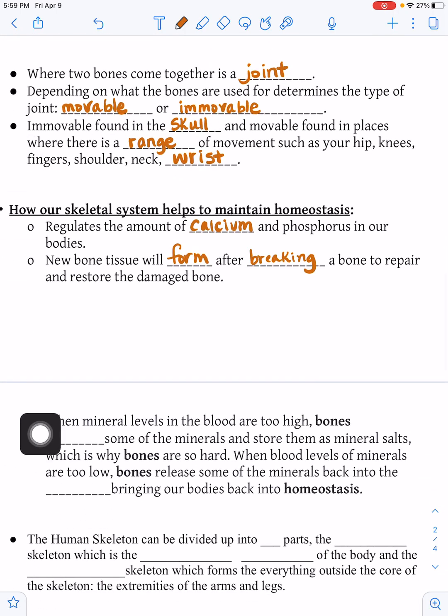This next bullet kind of goes with the one about calcium and phosphorus, but when mineral levels in the blood are too high, bones absorb some of the minerals and store them as mineral salts, which is why bones are so hard. They're storing a lot of mineral salts. When blood levels of minerals are too low, bones are going to release some of the minerals back into the, can you guess? Blood. Bringing our bodies back into homeostasis. So the levels are going to be normal whenever the minerals are brought back when it's too low.